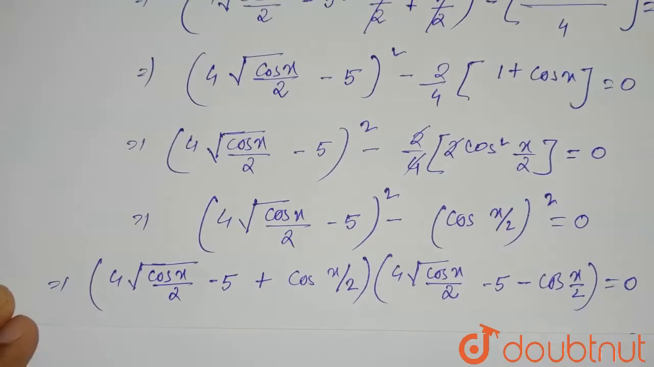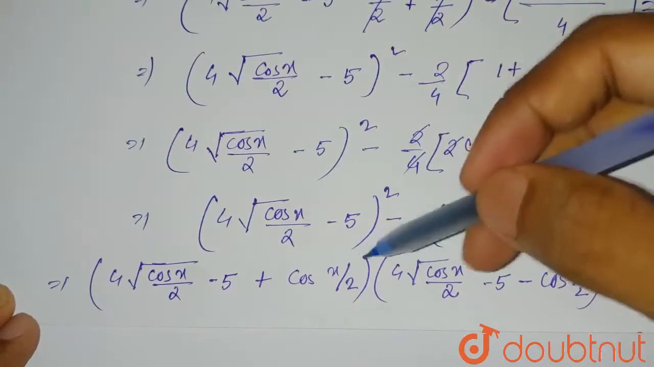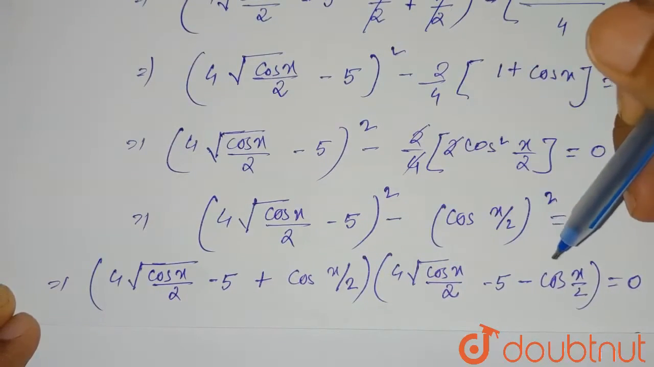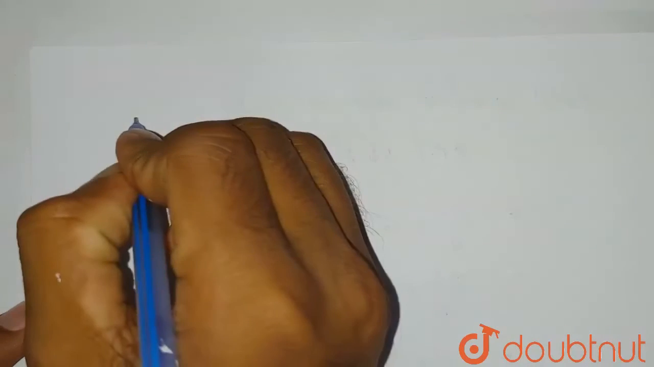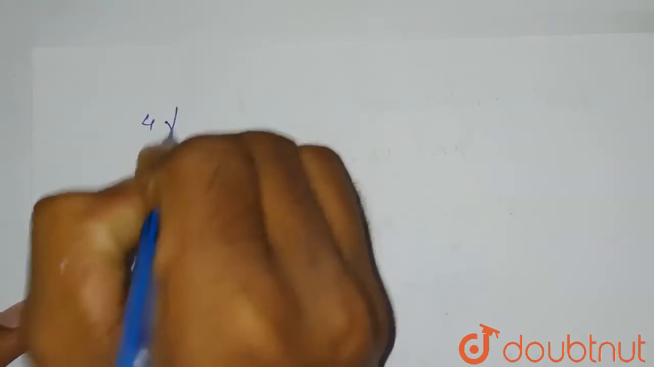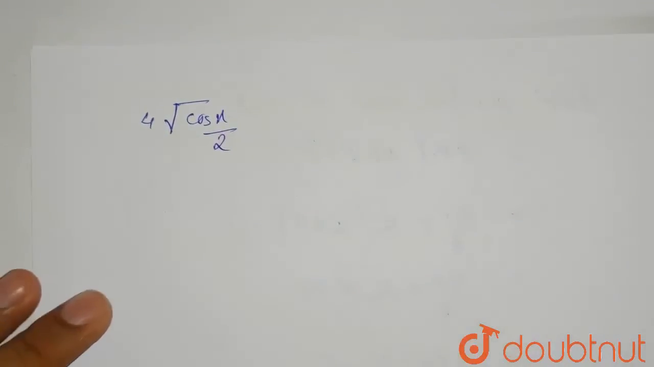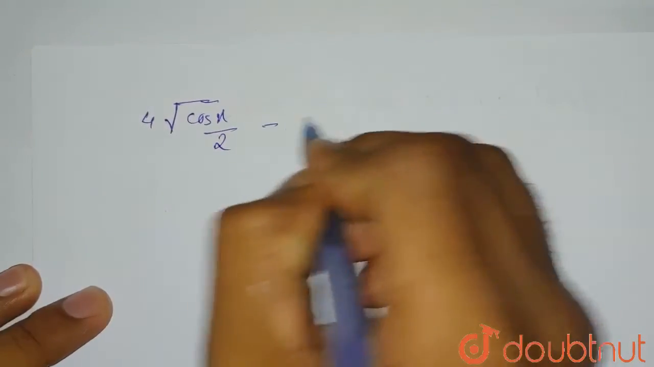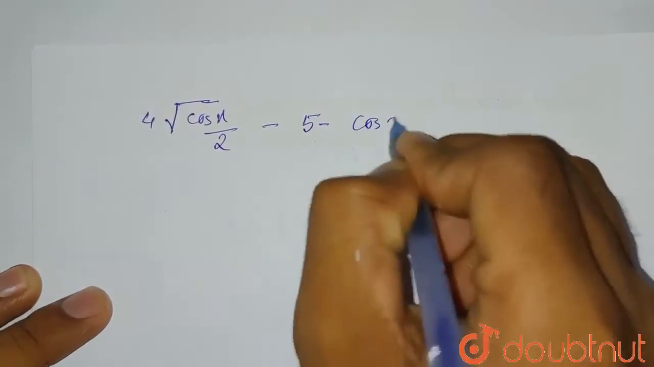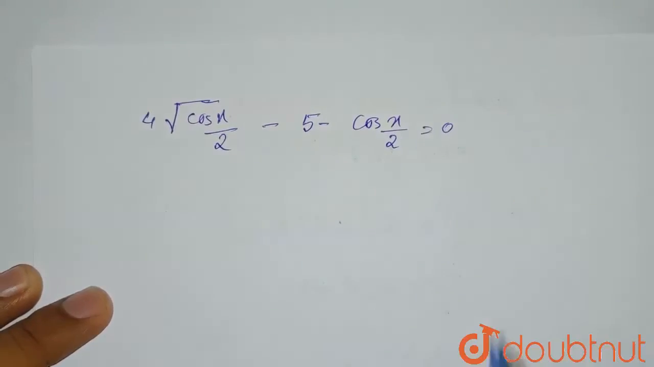So from here we will get two values. For the first one, this one will be equal to 0, and for the second one, this one will be equal to 0. Now if we make the first one equal to 0, the first part was 4 into root under cos of x by 2 minus 5 minus cos of x by 2 equals to 0. So this was the first equation.